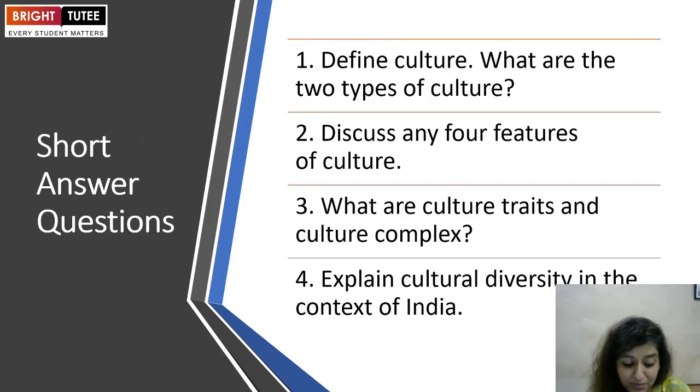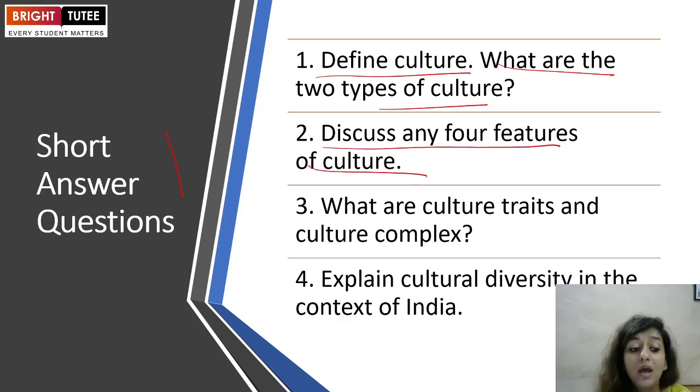The second aspect is short answer questions, wherein again they want you to define culture. We have already discussed it. And what are the two types of culture? They want you to discuss in detail the material and the non-material culture. Discuss any 4 features of culture. We have talked about a lot of features, and features here means characteristics.